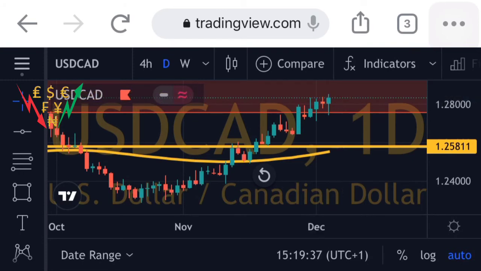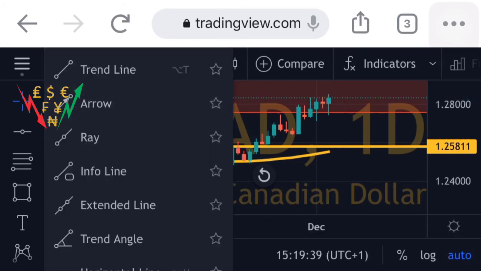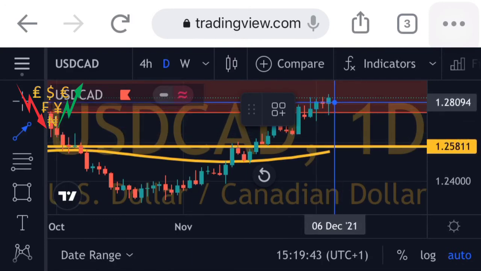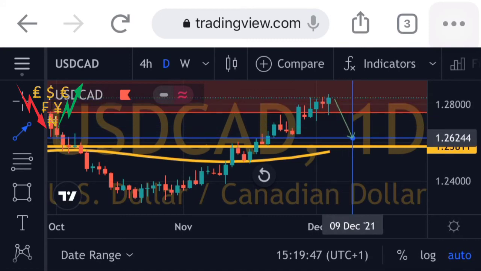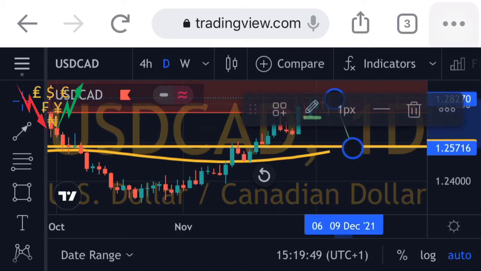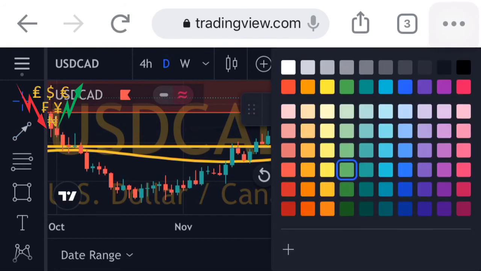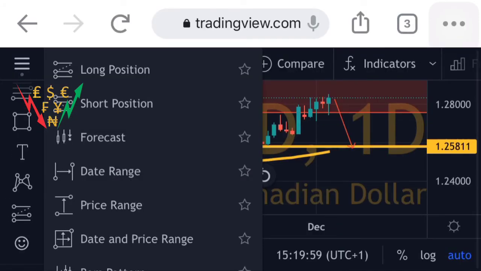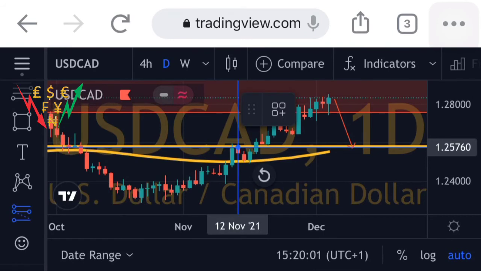So guys, with that said, we're coming down. For clarity, let me make this red, and let me add my little box. In this case it's going to be different because we're going short.